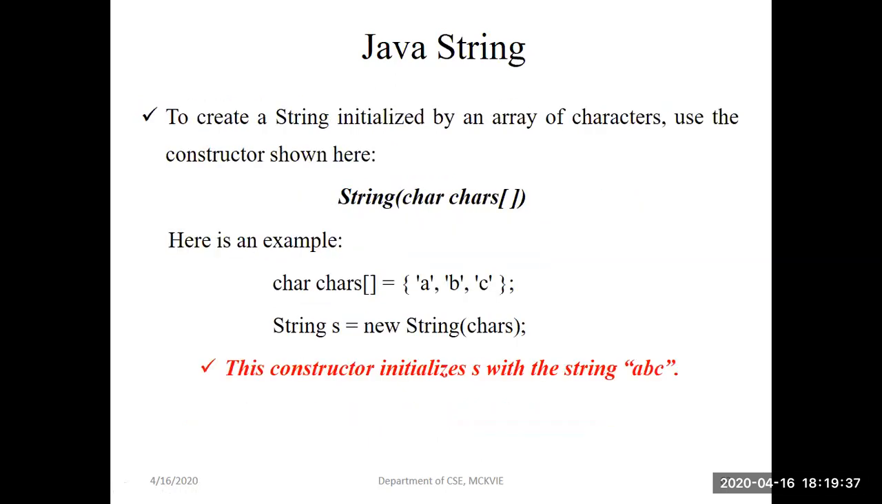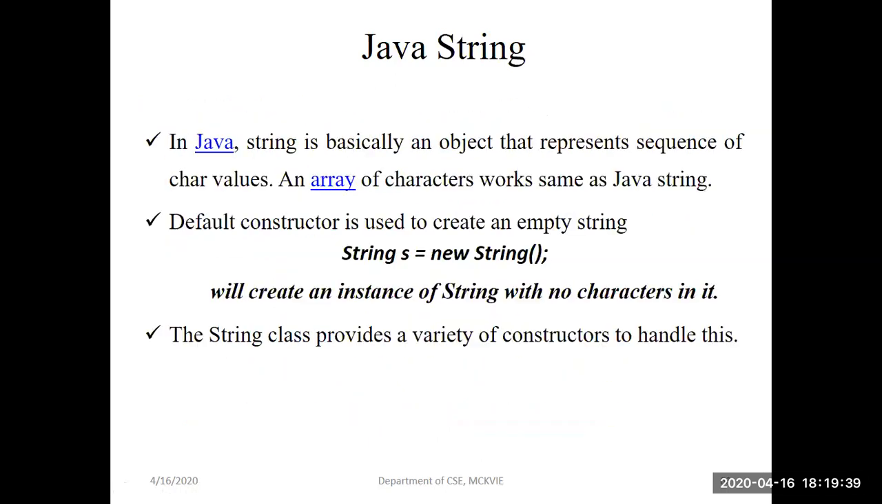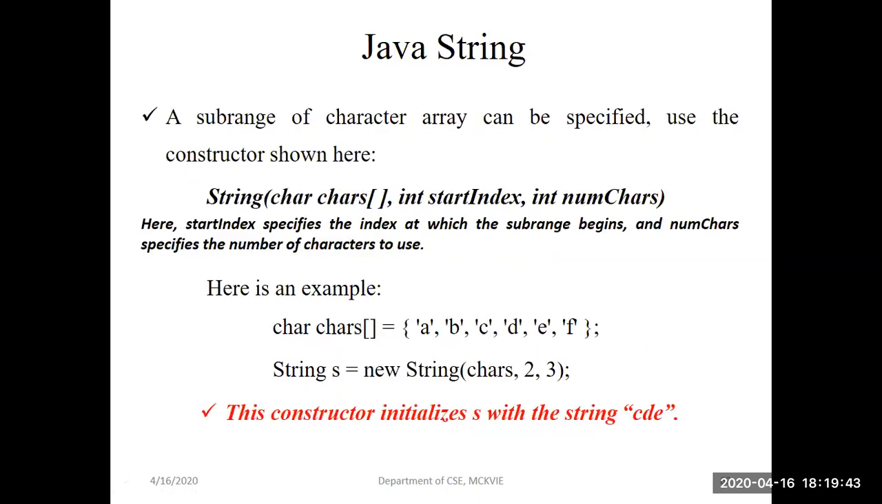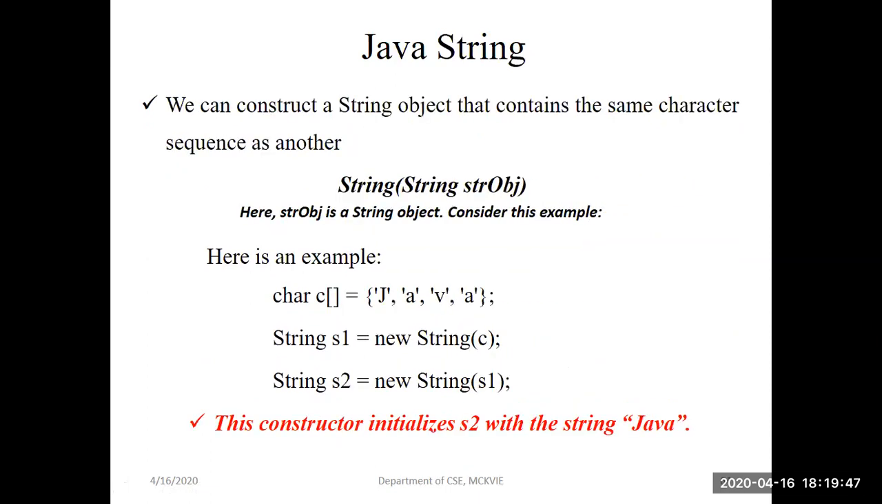So this is another variation of the string constructor. The first one is the empty string. The second case is where we pass a character array. The third case is where we use a sub-range of a given array. And the fourth case is where we just pass a string object, and using that object, a similar string object will be created.